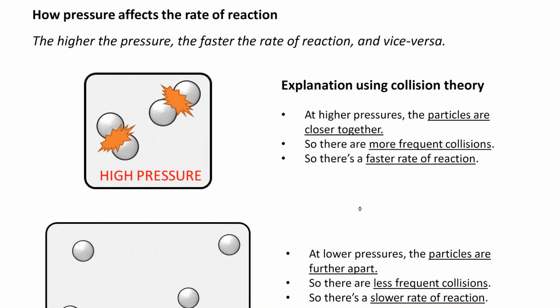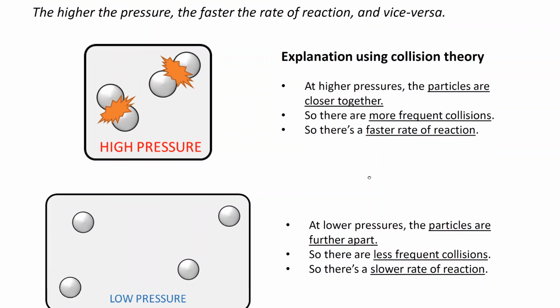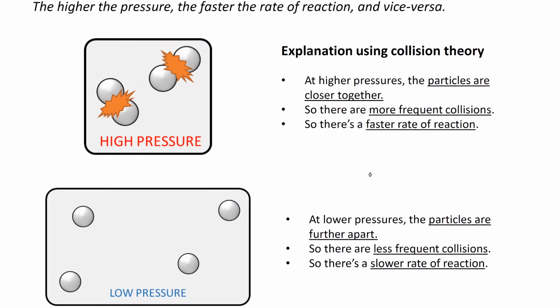Let's now have a look at how pressure affects the rate of reaction. A general rule, the higher the pressure, the faster the rate of reaction, and vice versa. This one's very straightforward to explain. We've got particles shown here at a high pressure and shown here at a low pressure. At high pressures, the particles are closer together. Makes sense? So there are more frequent collisions, so there's a faster rate of reaction.